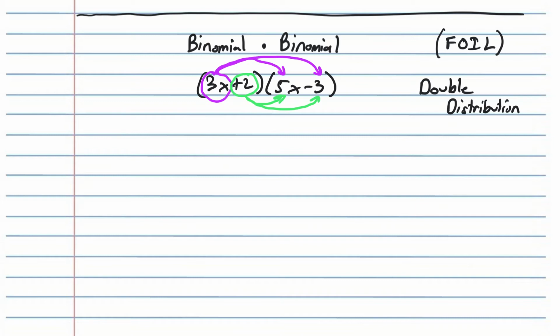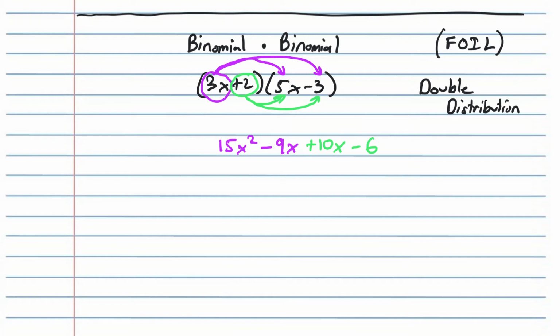So the first one, 3x times 5x. Well, 3 times 5 is 15. x times x gives you x squared. Then for the second one, 3x times negative 3. Well, positive times negative is negative, and 3 times 3 is 9, so negative 9x. That's the first two. That's the first distribution. Then for the second distribution, for that 2, well, 2 times 5x, 2 times 5 is 10, so plus 10x. And then 2 times negative 3 is negative 6.